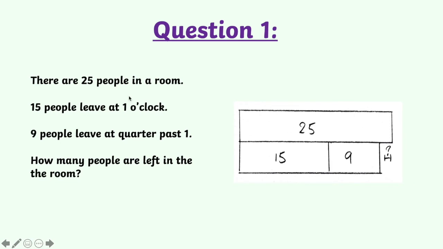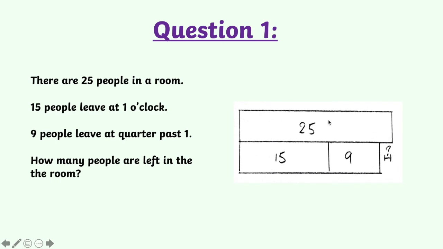And we can ignore here the times that people are leaving. This is sometimes put into questions to try and throw you off and to try and make you think you need to consider it. But actually, all we really need to think about here are the people who are leaving. So 15 leave first, and then another 9 leave, and we need to know how many people are left. So that's represented by this little end bit here. How many are left in the room?